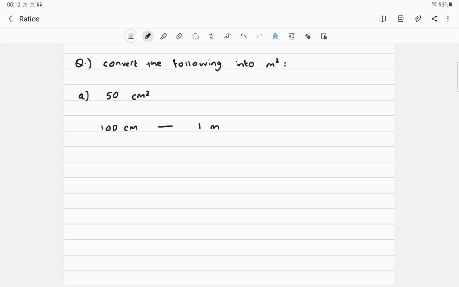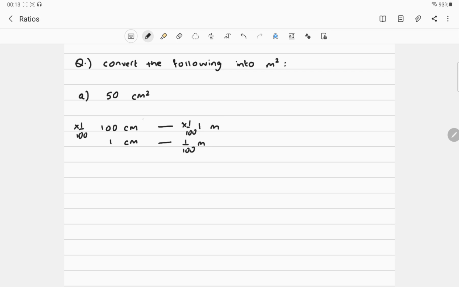Now what we're going to do is balance the two sides. So we know 100 centimeter is equal to 1 meter. What if we said, okay, I want now 1 centimeter. How much is that in meters? This is simply achieved by multiplying both sides by 1 upon 100, or rather divided by 100, same thing. So 1 centimeter is equal to 1 upon 100 meters.